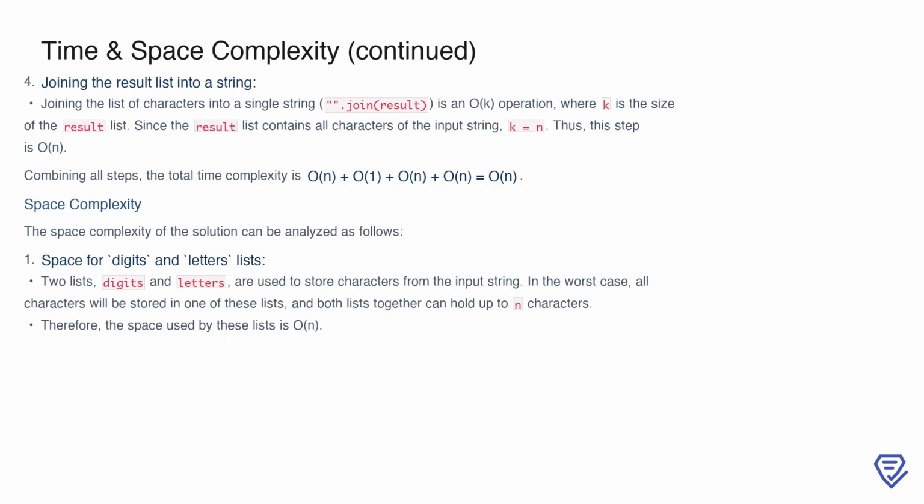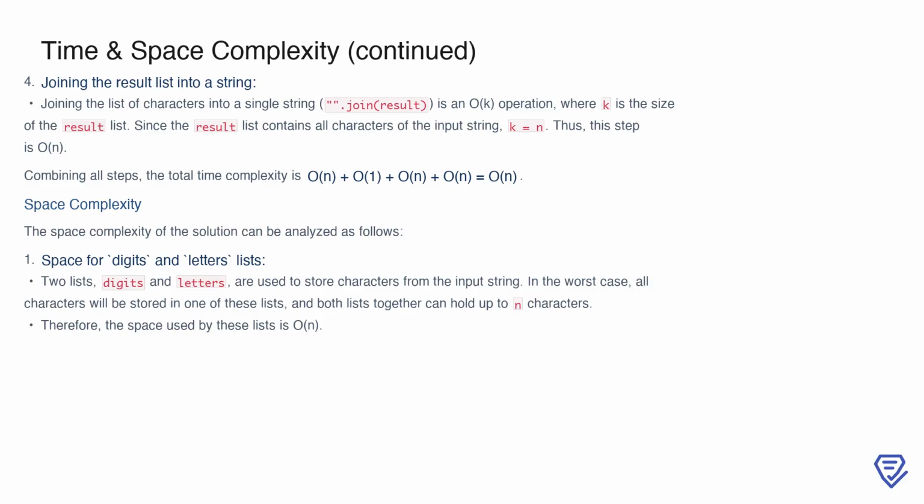The final step in our time complexity analysis is joining the result list into a single string. The join operation iterates through the result list, which contains all n characters of the input string, making this step O(n). When we combine all the steps, we have O(n) for separating characters, O(1) for length checking, O(n) for reordering, and O(n) for joining the result. Summing these together, the dominant term is O(n), so the total time complexity of the solution is O(n).